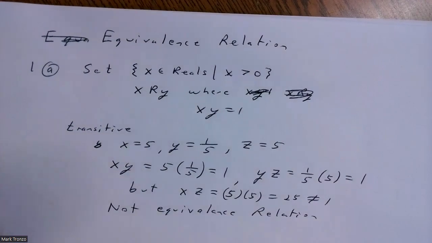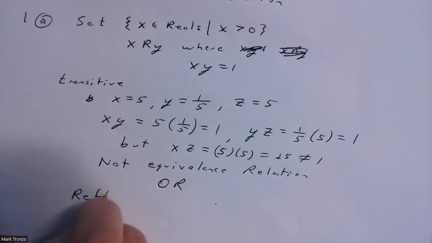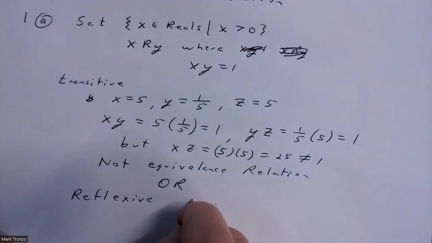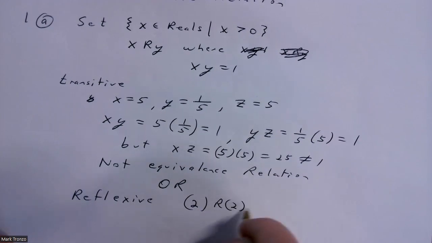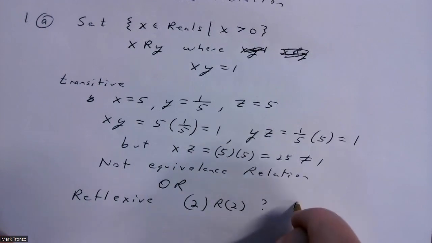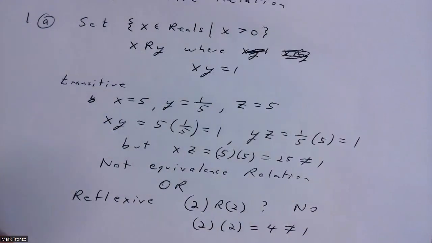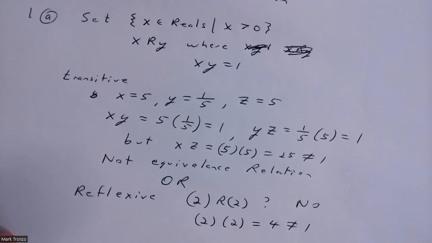You're exactly right. So this would be one way, or if you use reflexive, like Ben is saying, you could say, for example, is 2 related to 2? And of course, the answer is no, because 2 times 2 is equal to 4, which would not equal 1. Usually, not always, but many times, if it's a non-equivalence relation, there's more than one way of disproving it.